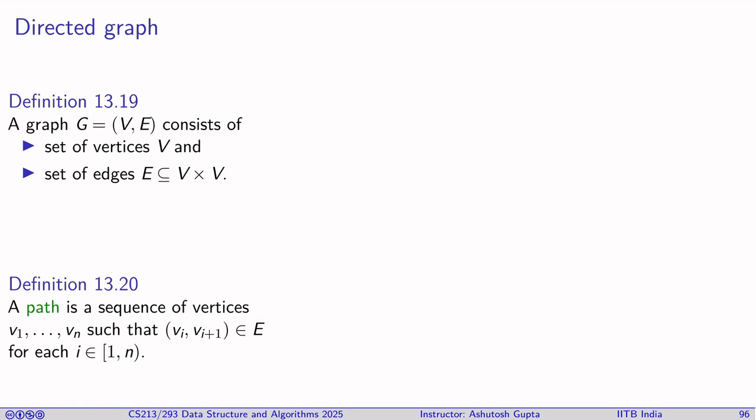Accordingly, we change the definition of path. Again, the path is V1 to Vn such that (Vi, Vi+1), an ordered pair, is an element of E. The main change is this notation of writing down the edges.